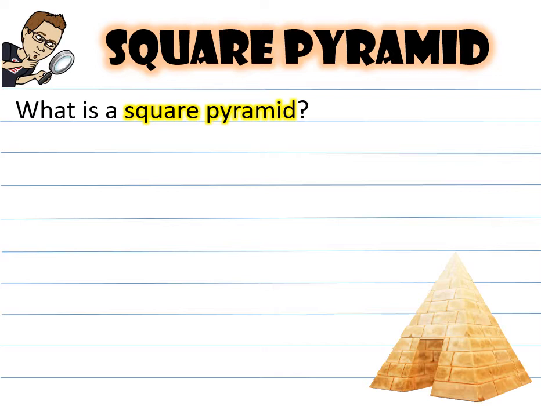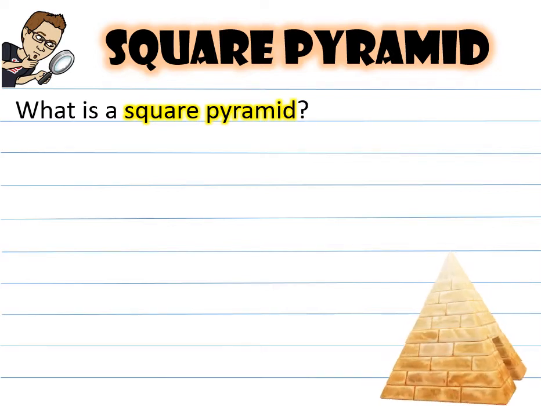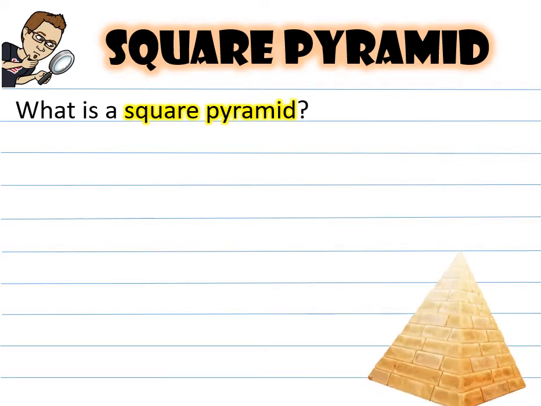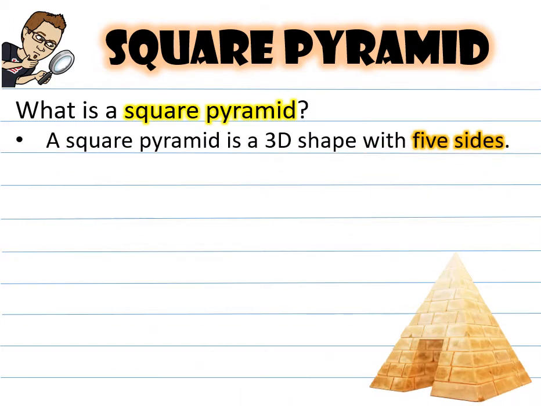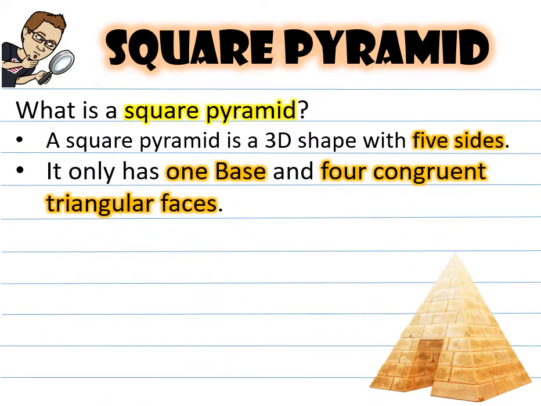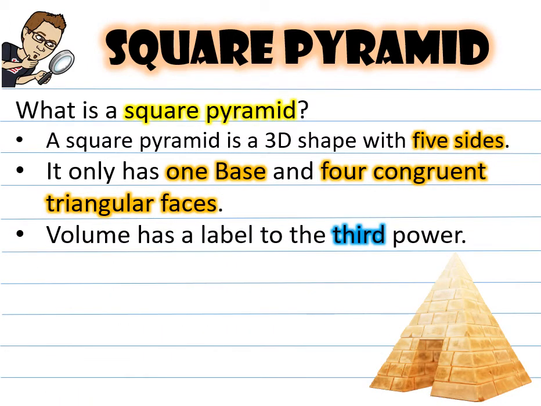What is a square pyramid? If you noticed, a square pyramid is a 3D shape with 5 sides. It only has one base at the bottom and 4 congruent triangular faces. Volume has a label to the third power.